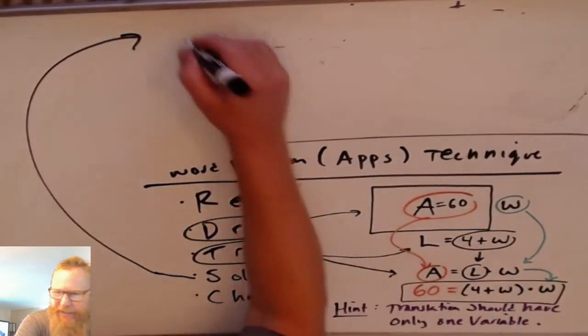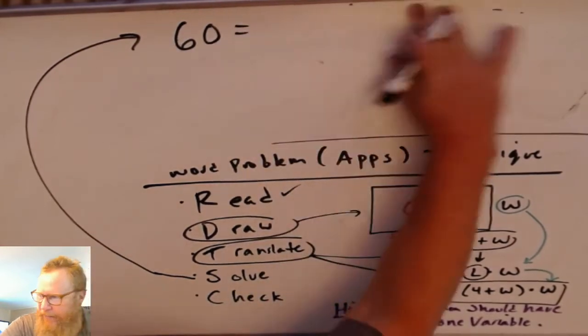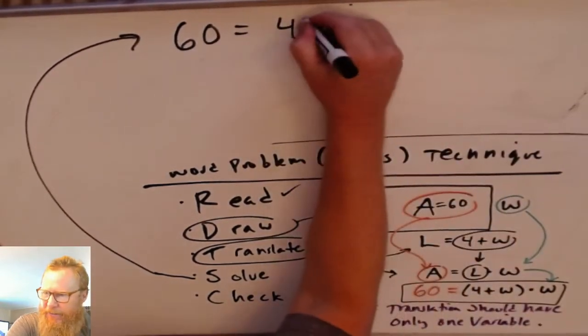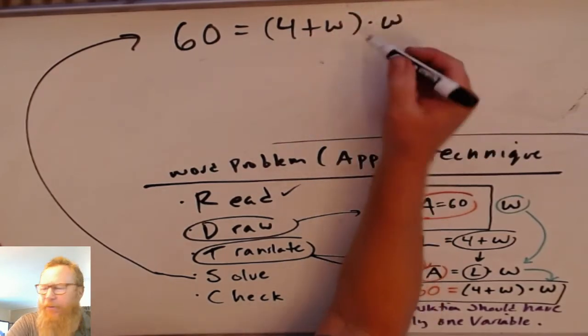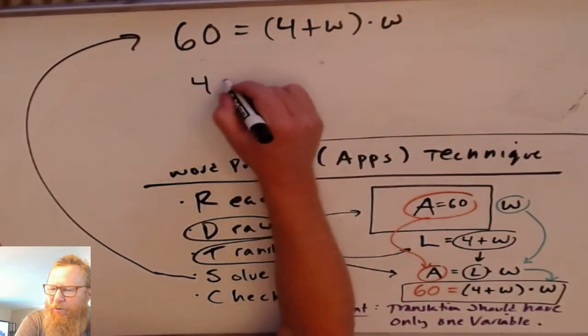So make sure your translation is all correct. Read it a couple times. Make sure it's simplified. There's a couple things you can do. You can change the order.